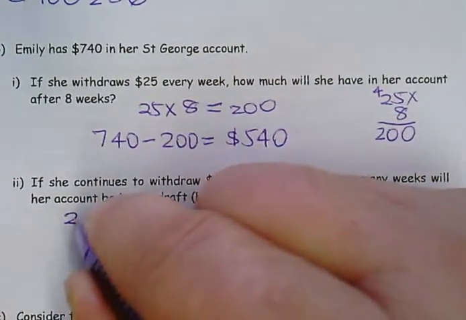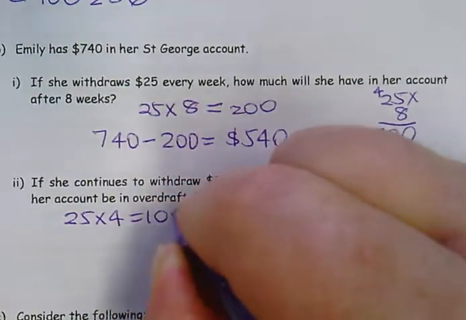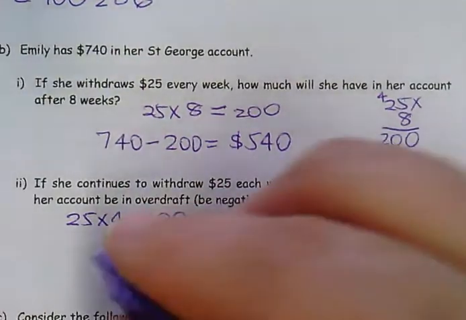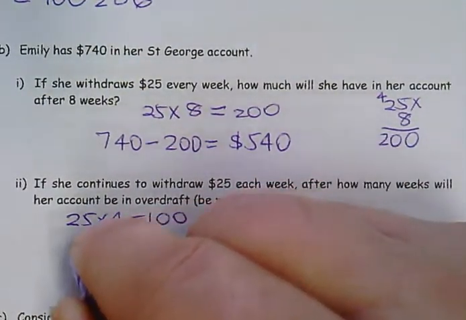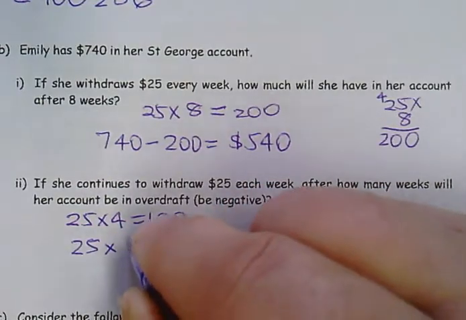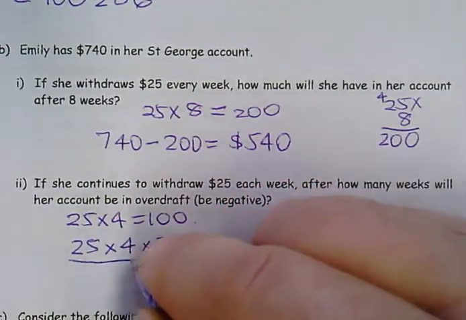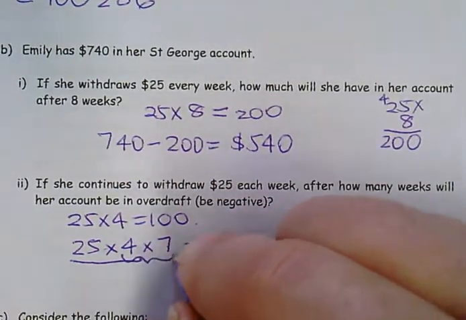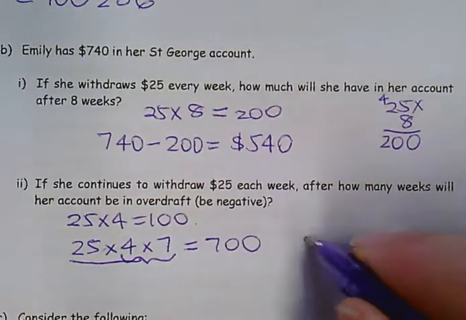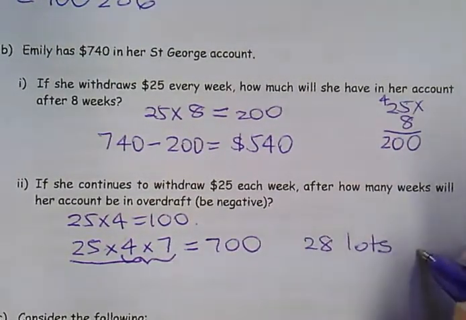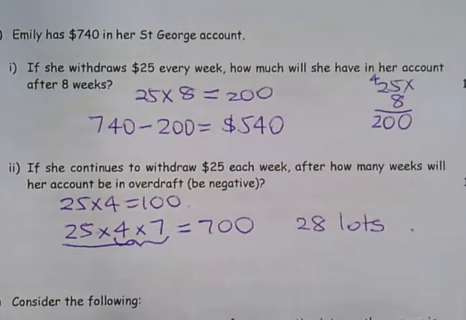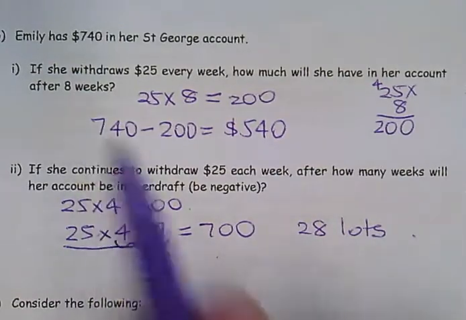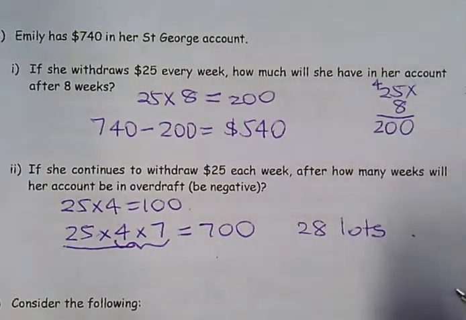Now, we know that 25 times 4 is 100. So, every 4 25s make 100. I need 700. So 25 times 4 is 100, times another 7, that's 100 times 7, that's 700. Now, that's 28 lots of 25. Okay? Now, I still won't be in the negative. If I do 740 take away 700, I've still got $40 left.